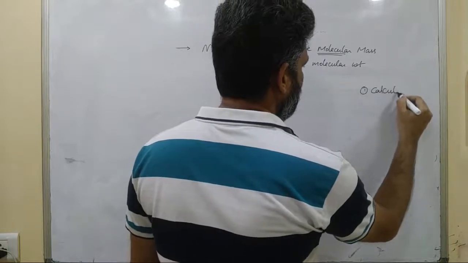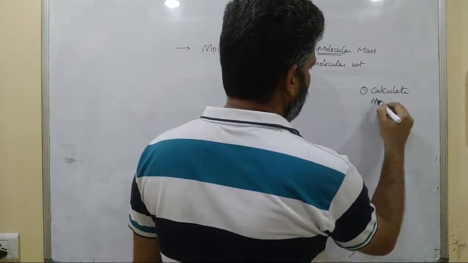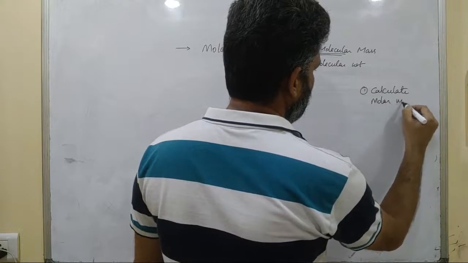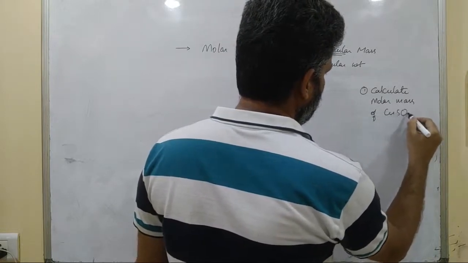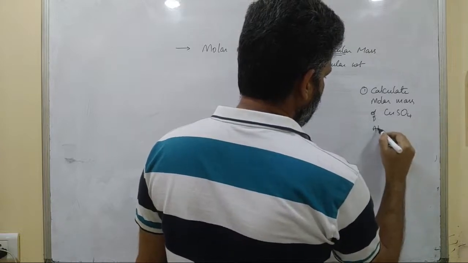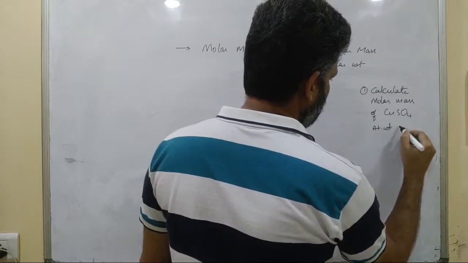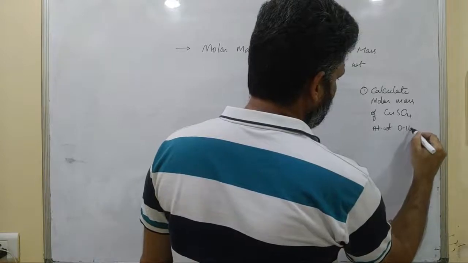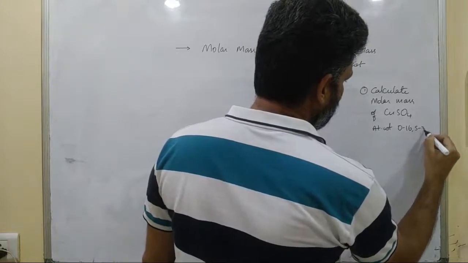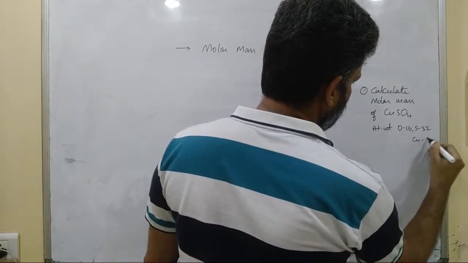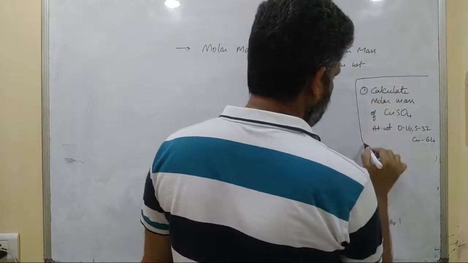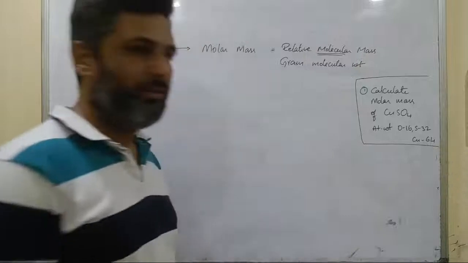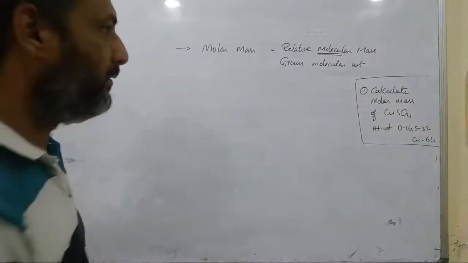Calculate the molar mass of copper sulfate if atomic weights are given like this: oxygen 16, sulfur 32, copper 64. So this is for your practice.